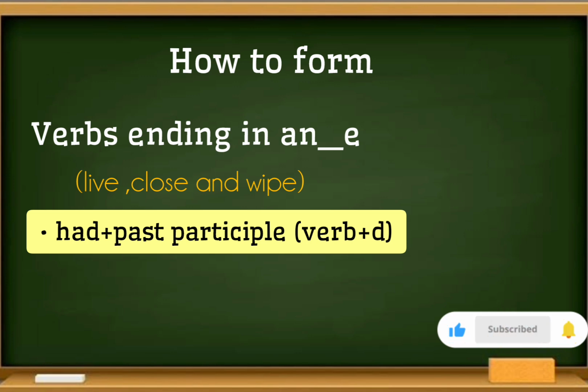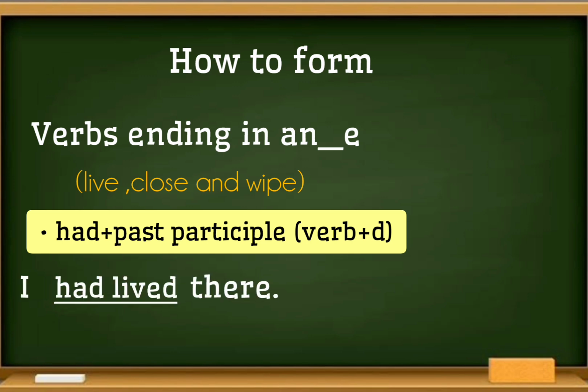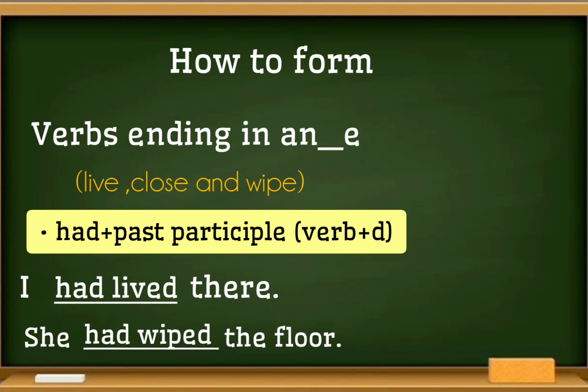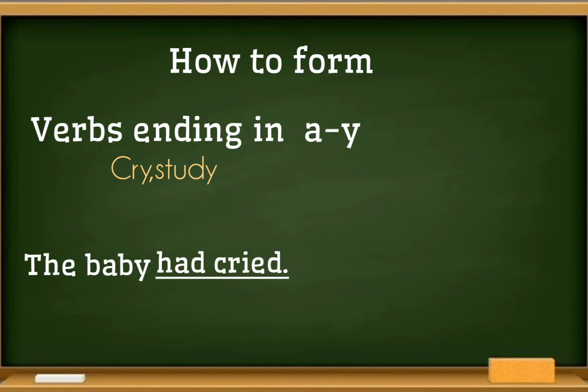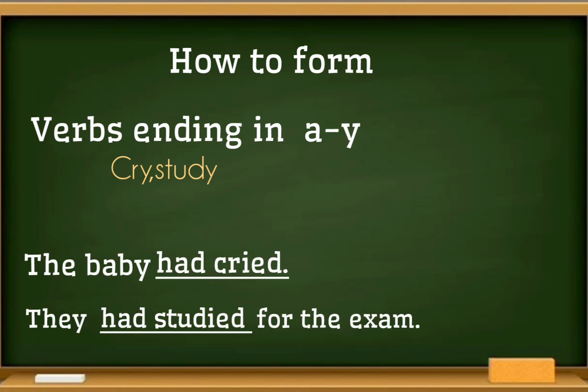But here we can make the past participle by adding only "d" to the verb base form. For example, I had lived there. She had wiped the floor. And we also need to pay extra attention to verbs ending in "y", such as cry and study. Here "y" becomes "i". For example, the baby had cried. They had studied for the exam. So note here "y" becomes "i".